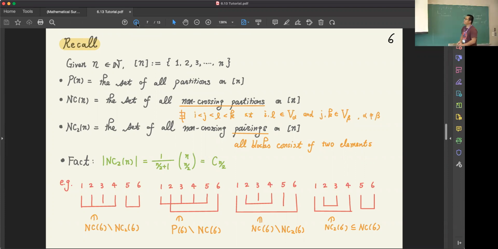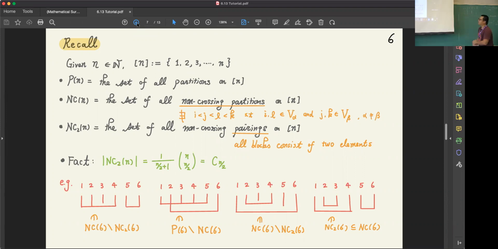And for the non-crossing pairings, there's an important fact. If you consider, for a given n, the number of non-crossing pairings, it will be precisely the Catalan number of n over 2. Of course, n should be even. If n is odd, there's no chance to have a non-crossing pairing. I didn't write that down, but n needs to be even for sure.